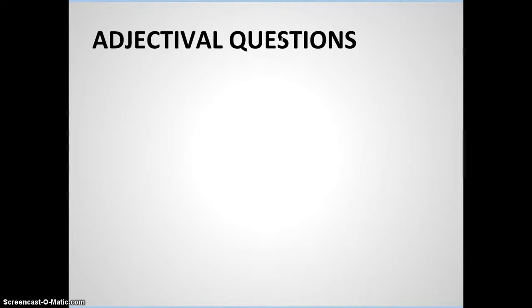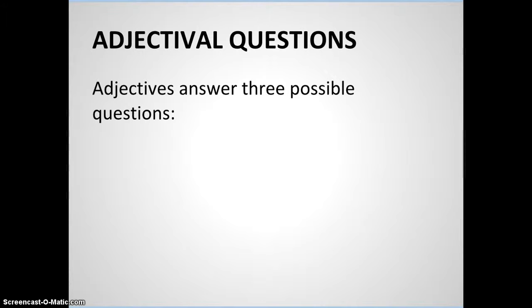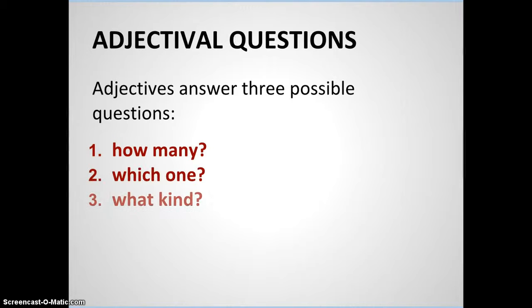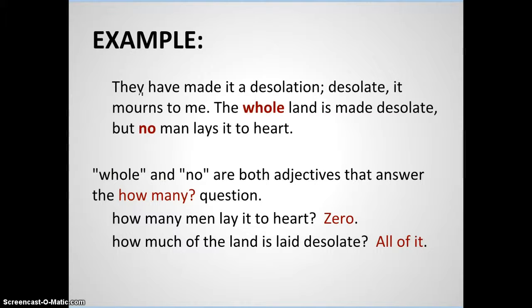Well, the adjectival questions are diagnostic questions that we can ask words to see if they're adjectives or adverbs. Now there are three questions that adjectives answer: how many, which one, and what kind. So when you see a noun and an adjective, you can ask yourself how many of this noun, which one of this noun, or what kind of this noun. And if the word is answering one of those three questions, then there's a good chance that it is an adjective.